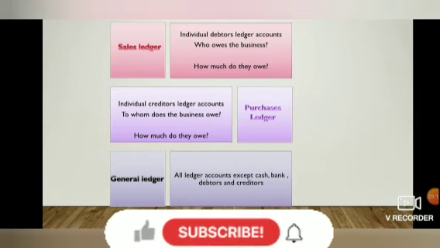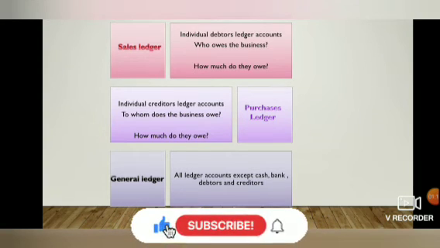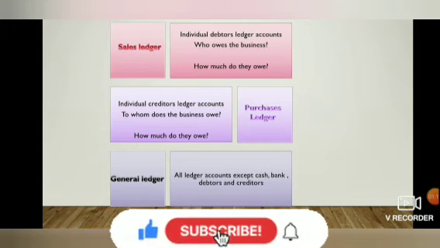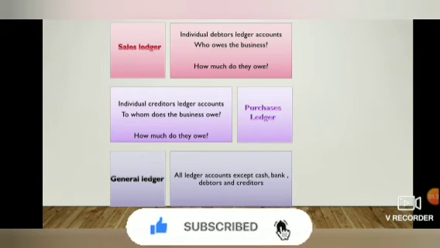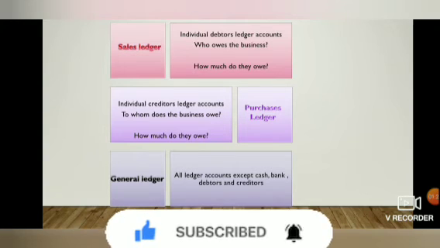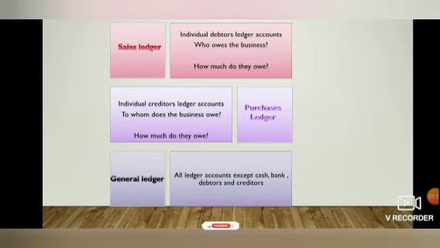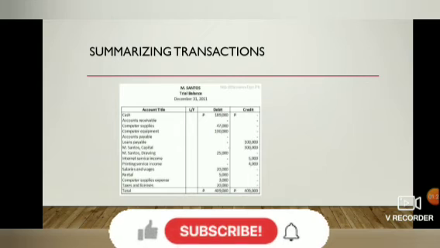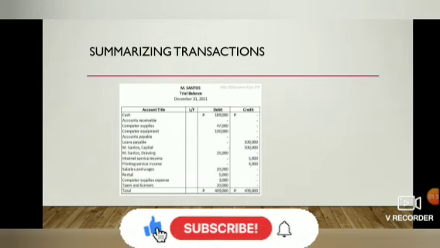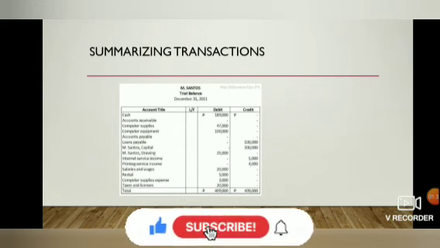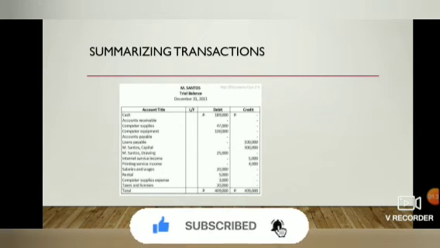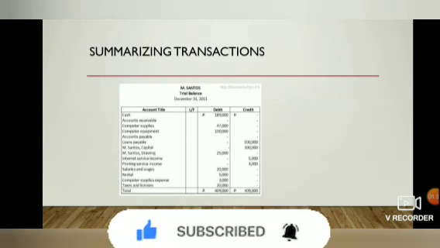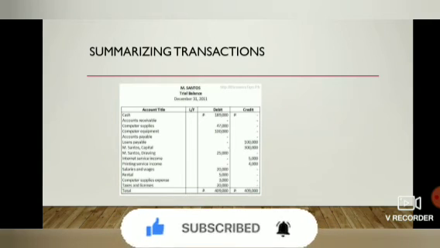So as you can see now, the link: first we start the recording with the evidence, then we move down into the first set of books, the books of prime entry, streamlining down into individual accounts that are recorded in the ledger. And with that recording process done, in accounting, the next main thing that we need to focus on is summarizing these transactions at the end of a certain period.